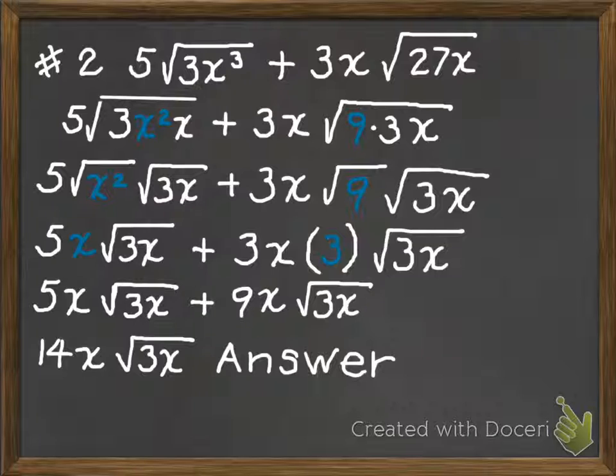Simplifying the 3x times the 3 on the second term, we get 9x. So now we have 5x times the square root of 3x plus 9x times the square root of 3x. So we have 5x square roots of 3x plus 9x square roots of 3x. So altogether we have 14x square root of 3x, and that's our answer.